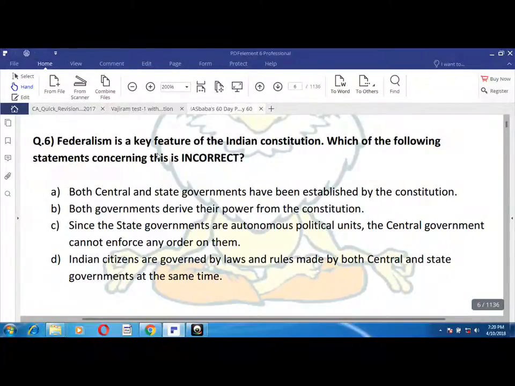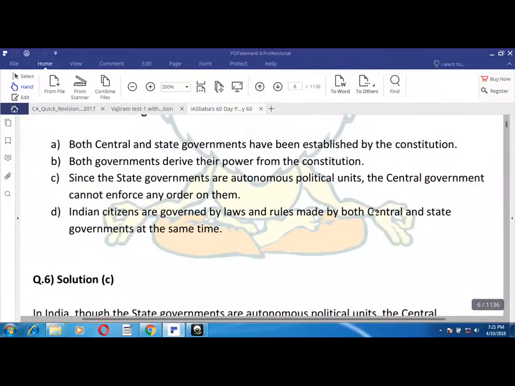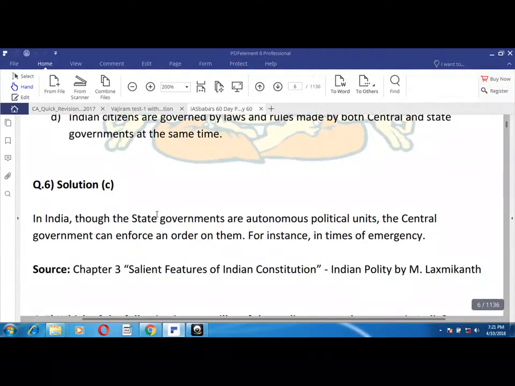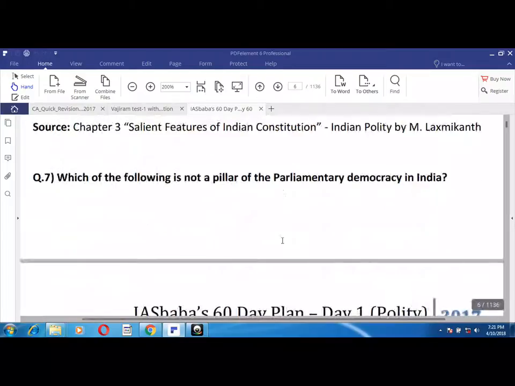Federalism is a key feature of the Indian Constitution. Yes, it is. Both the central and state governments have been established by the Constitution. Both governments derive their power from the Constitution, and Indian citizens are governed by laws and rules made by both the central and the state governments at the same time. In India, though the state governments are autonomous political units, the central government can enforce an order on them, for instance, in times of emergency.